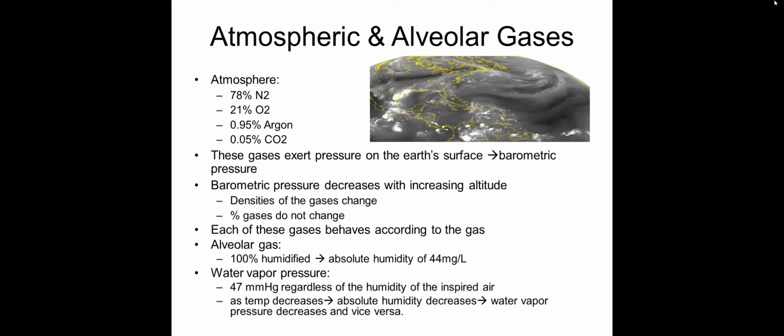You also want to keep in mind that as temperature decreases, this is temperature in the body also, absolute humidity could decrease, and therefore water vapor pressure also decreases, and vice versa. This is why it's important to make sure that when somebody is intubated, the gas going through the endotracheal tube is adequately humidified and has the right temperature to avoid excess workload on the body to maintain temperature and volume homeostasis.